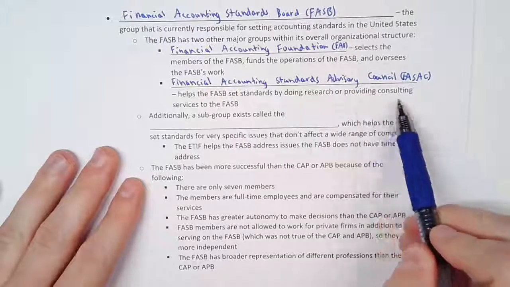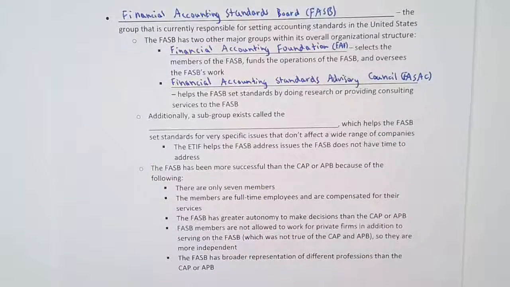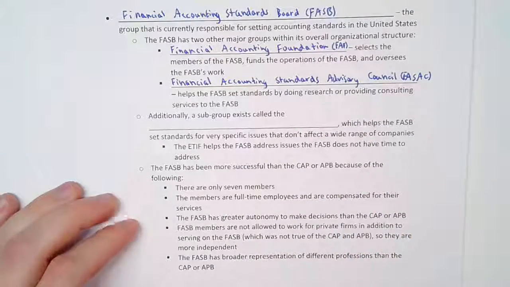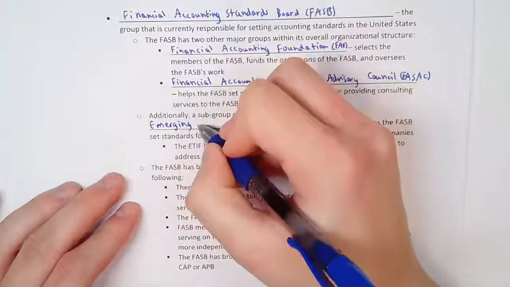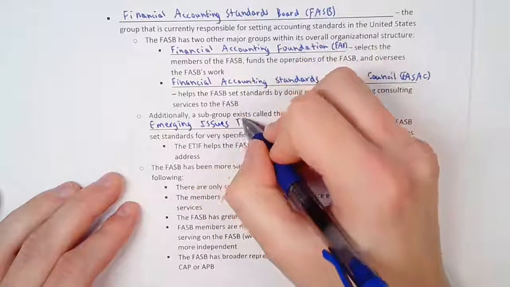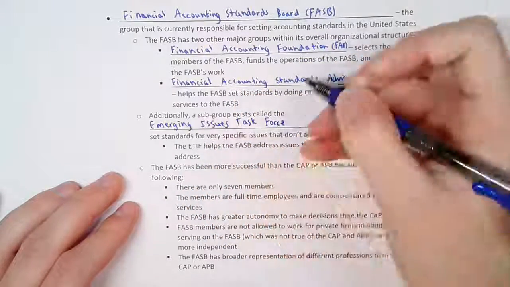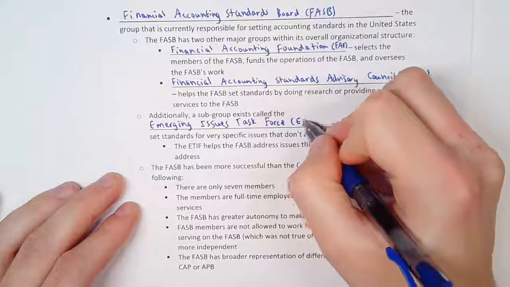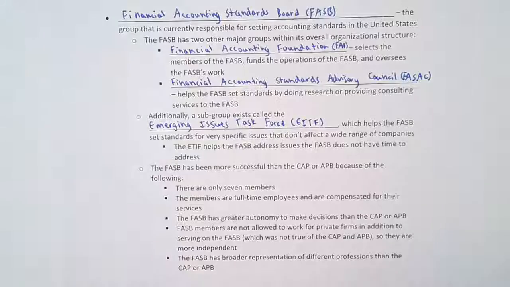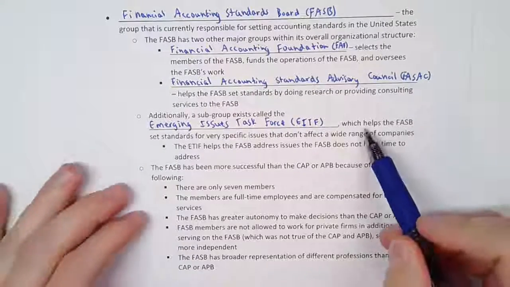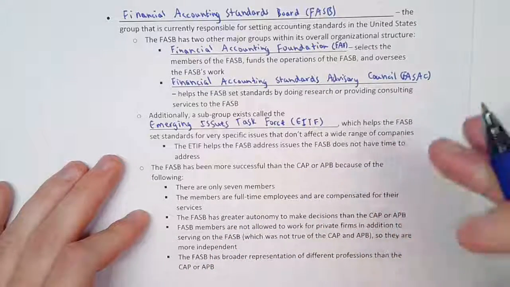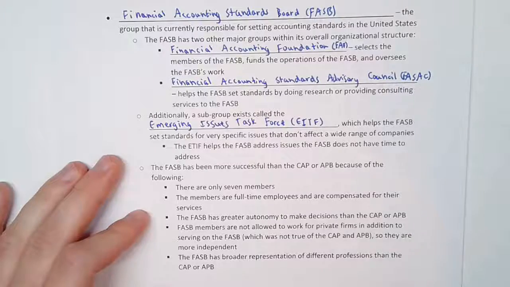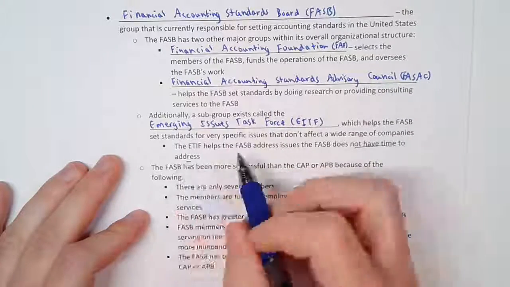Okay. And then there's one other subgroup that exists within the overall organizational structure, and that is called the Emerging Issues Task Force. Okay, the Emerging Issues Task Force, the EITF. Okay, and basically that is a group that helps the FASB set standards for very specific issues that don't affect a wide range of companies. Okay, so if there's just a specific issue and the FASB does not have time to address it, the EITF will help the FASB to address these smaller issues that are more narrow in scope.